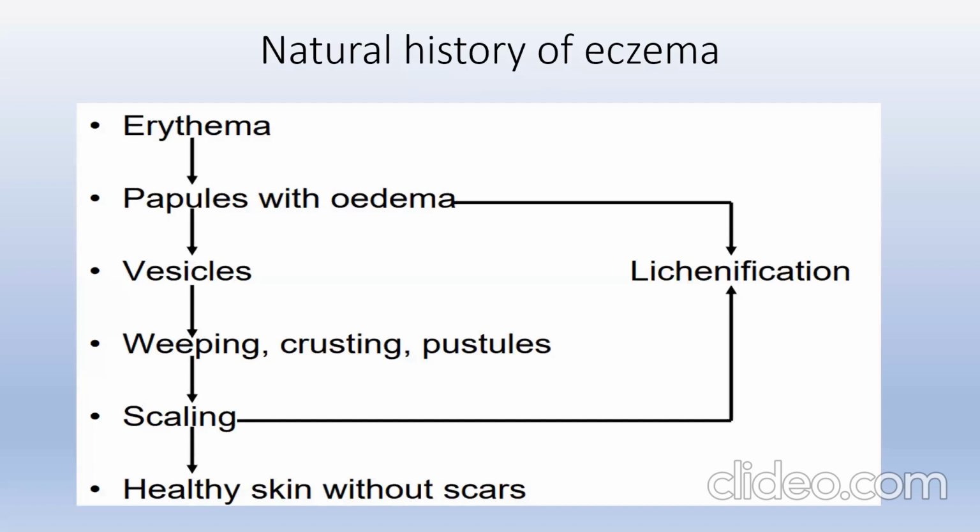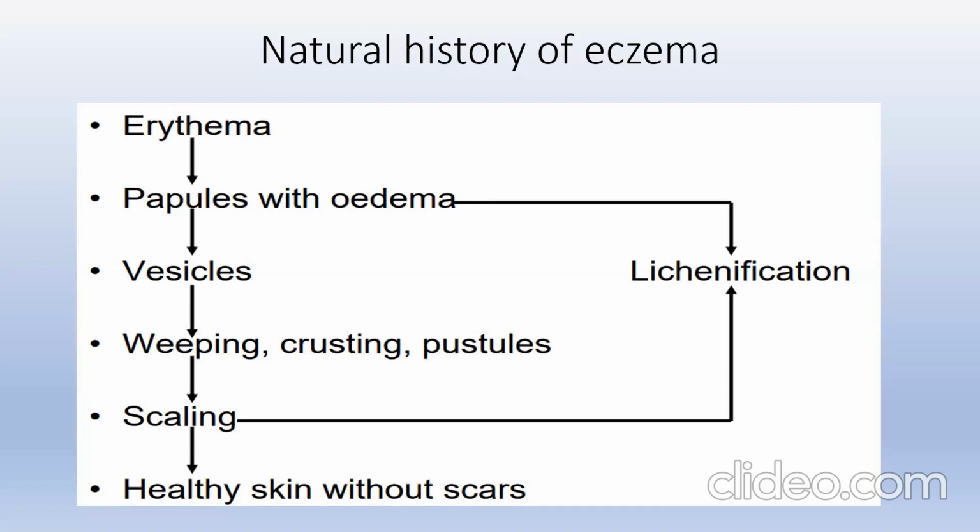So first we see the natural history of eczema. First there will be erythema, then it leads to papules with edema, vesicles, weeping, crusting, and pustule formation, then scaling, and all this leads to lichenification, and at last healthy skin without scar.